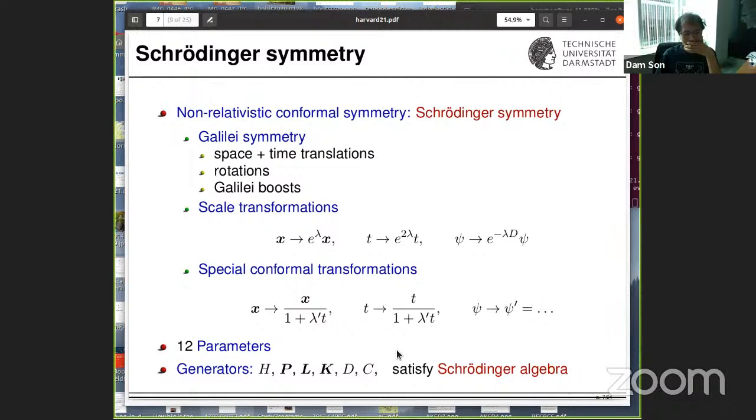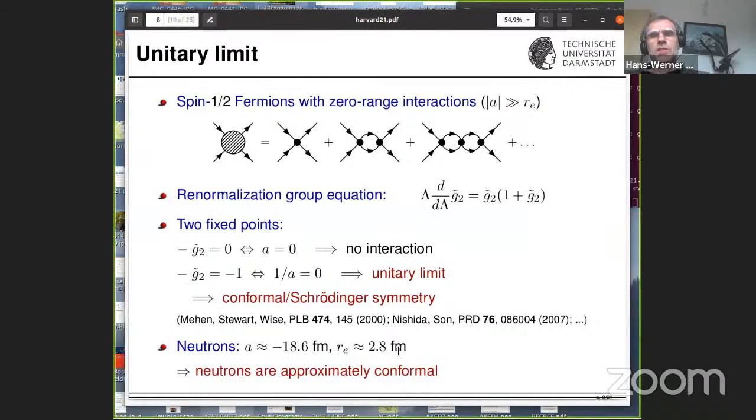Okay. So then the next step is to look at this system of unitary fermions. And here, just a brief summary of how this system could be described in an effective field theory. So for these non-relativistic fermions, if you write down an effective Lagrangian, this system is described by the free Lagrangian that would give you the free Schrödinger equation, and then you have a four fermion contact interaction with the coupling constant G2. And this is all that is allowed.